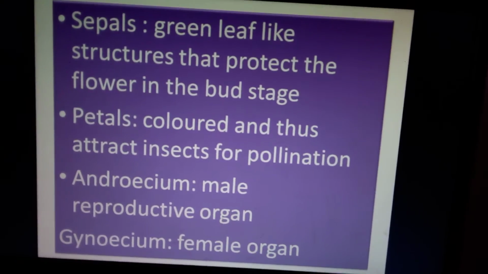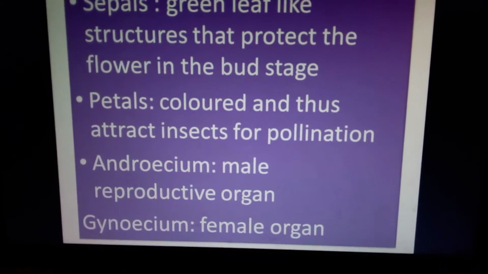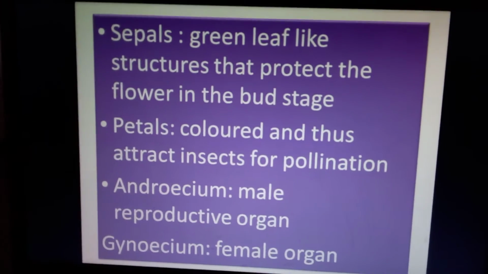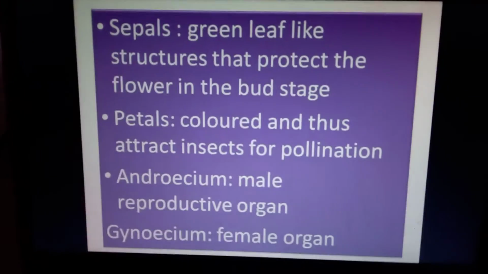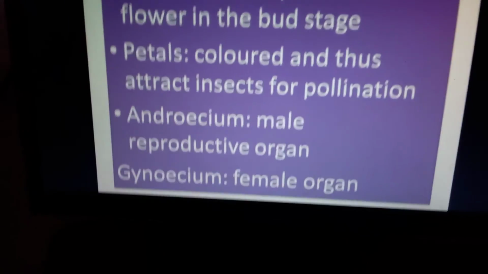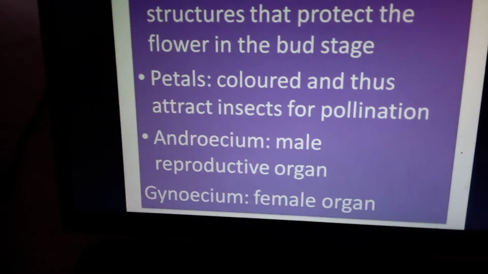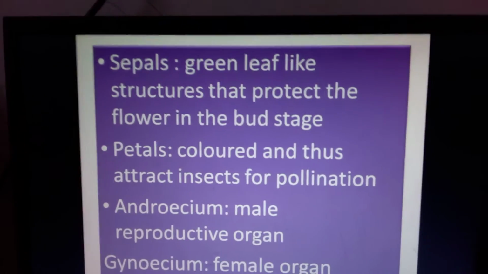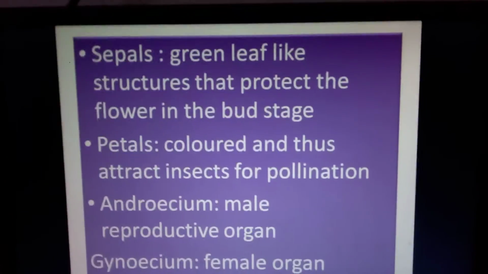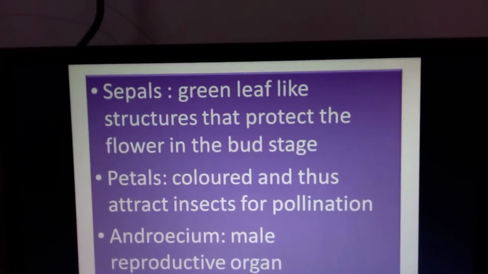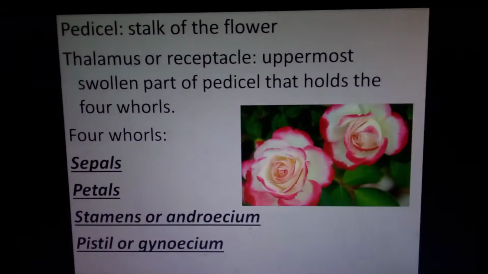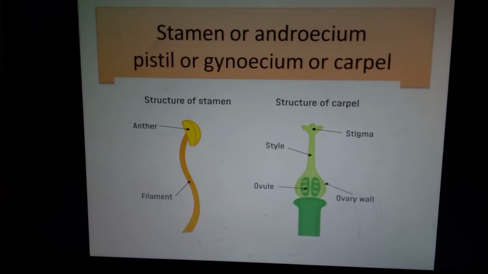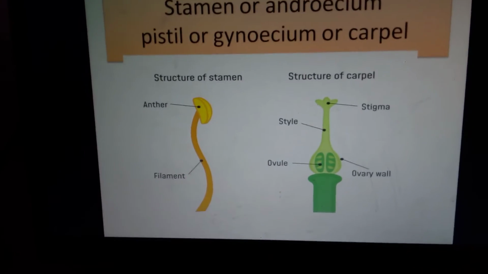Sepals. They are green leaf-like structures that protect the flower in the bud stage. Petals. They are colored and attractive. They attract insects for pollination, and they look beautiful too. Androecium, male reproductive organ. Gynoecium, female reproductive organ. Stamen or androecium, pistil or gynoecium or carpel.